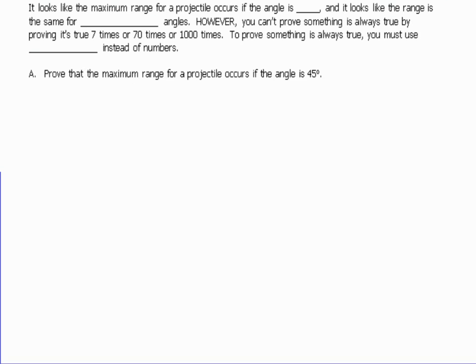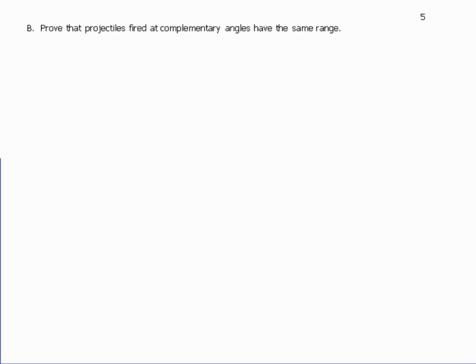So it looks like the maximum range for a projectile occurs if the angle is 45 degrees. And it looks like the range is the same for complementary angles. I'm going to go ahead and move on from part A and part B and look at the effects of air resistance.